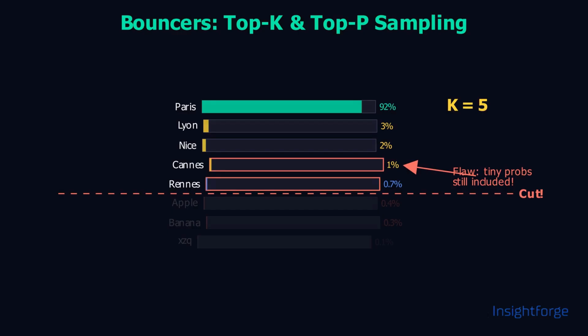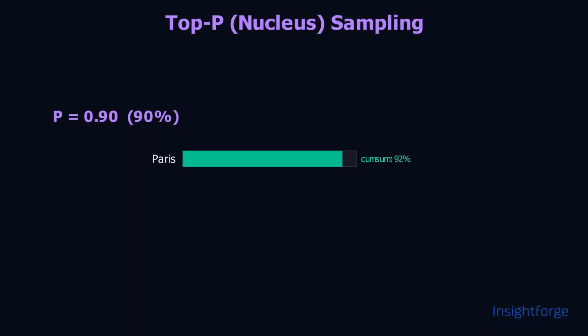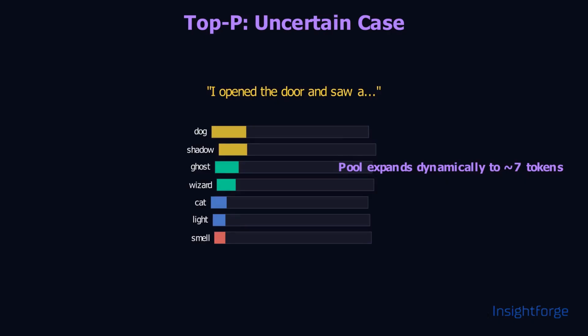Top P, also called Nucleus sampling, is far more adaptive. Instead of a fixed count, it collects words in descending probability order until the running total hits a cumulative threshold P. If the model is 95% confident about Paris, and P equals 0.9, top P stops immediately after just 1 token. The pool size becomes 1, eliminating any chance of a weird word slipping through. But when the model is uncertain in a creative sentence, top P dynamically expands the pool to 20 or 30 tokens until the cumulative sum hits 90%. This dynamic behavior lets the text flow naturally and organically, adapting to context in real time.